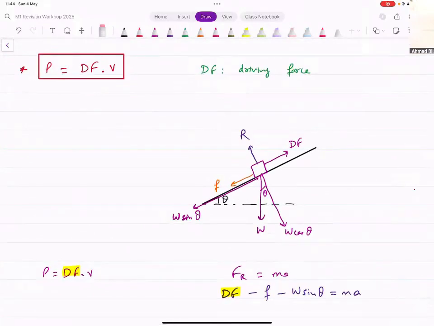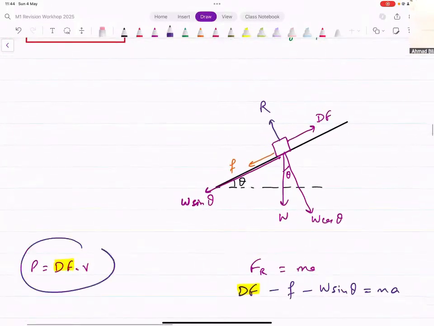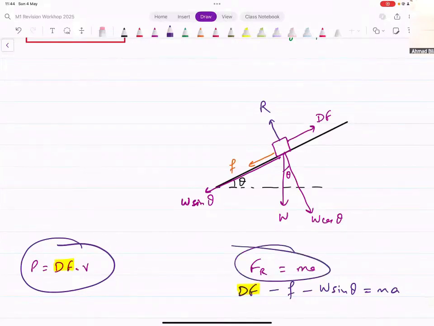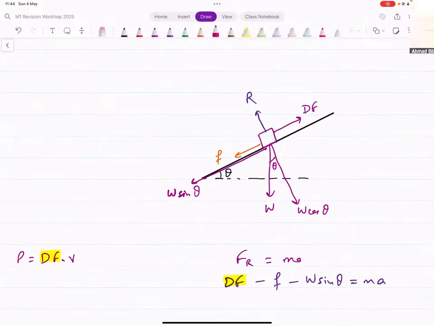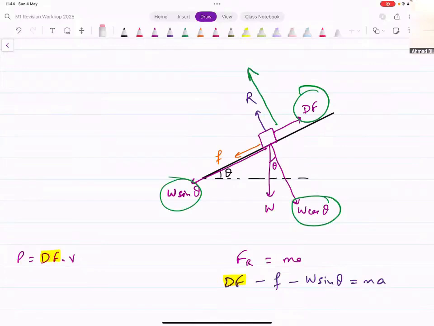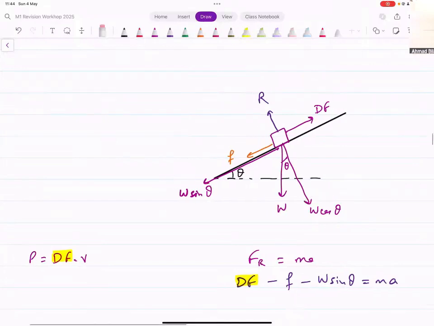A lot of times you will be using these two formulas together in this topic: power equals driving force into velocity, and resultant force equals mass into acceleration. For example, if we have a situation like this, an inclined surface and a block with some forces acting on it. There's a driving force acting in this direction, there's friction acting in this direction, there's a normal reaction here, and we've got weight components acting. We have some power given, and we have to find something missing in the data. Maybe the driving force might be missing, or we might have to find acceleration. We would often be using these two formulas together. Why? Because they're connected by this driving force that's common between them.